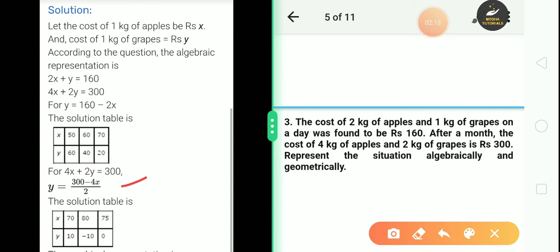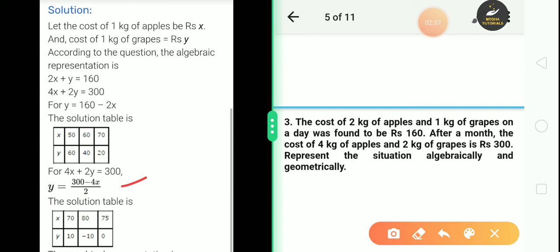Now again we will assume some values for x to get values of y. So first we are assuming x is equal to 70. So 4 into 70 is 280, and 300 minus 280 is 20, and 20 upon 2 is 10. So when x is 70, we are getting y as 10.